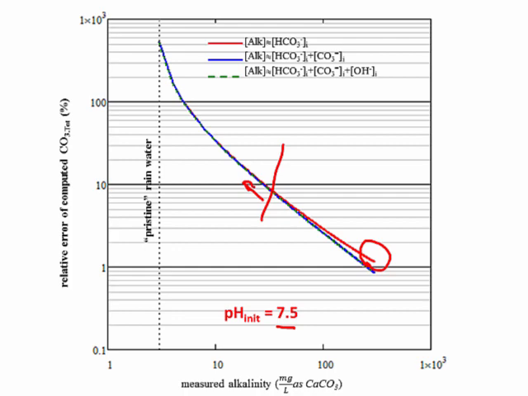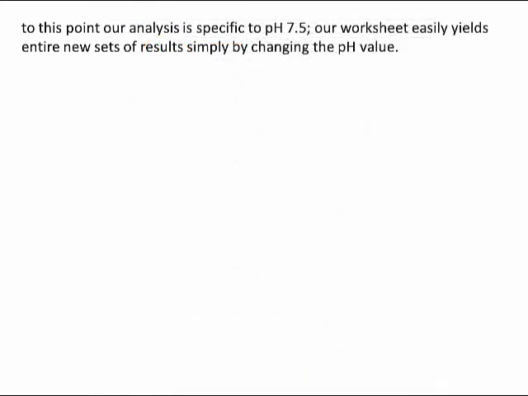The significant aspect of these results is that the neglect of the final hydrogen ion concentration is very, very significant, and that when we approach single-digit measured alkalinity values, the error in the computed total carbonate concentration approaches and exceeds 100%. So we've been specific to pH 7.5, and since we've put together a computational model in our worksheet, it's very, very easy to insert differing values of pH and see how the system might behave at other pH values.